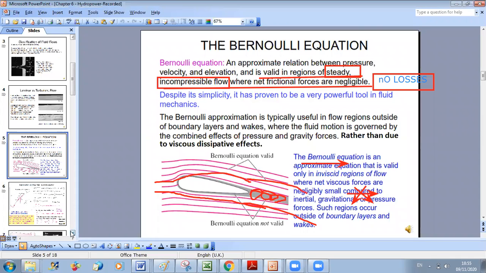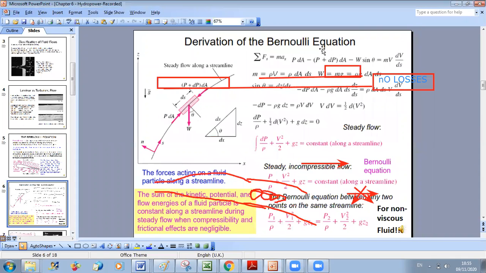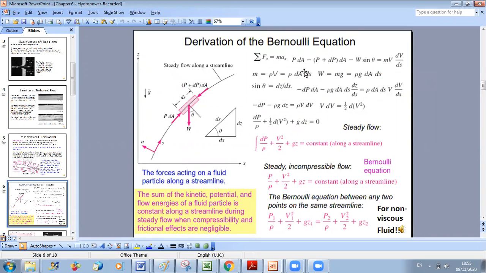Okay, so now I don't want you to get into very small details here, because it's typically fluid details, but I will just, if you want, explain the general idea. The Bernoulli equation is simply the application of the second law of Newton on the fluid.